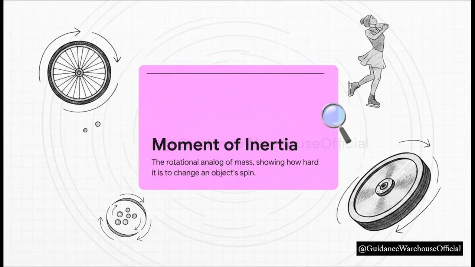Let's look a little closer at our new formula. Omega replaces standard velocity. It's simply how fast the object is spinning. And I stands for the moment of inertia. This is a crucial concept. Moment of inertia is literally just the rotational version of mass. It tells us how difficult it is to change an object's spinning motion based not just on how heavy it is, but on how that mass is distributed around the center point.